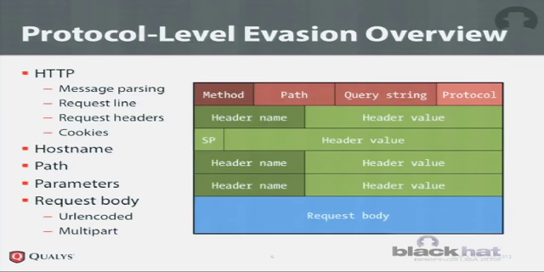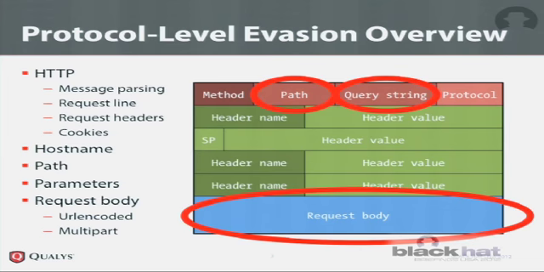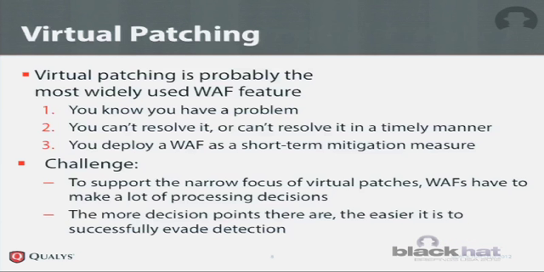Here's a rough overview of the whole field of protocol level evasion. This is a representation of an HTTP transaction. As you can see, there's quite a number of fields there that you can use and you can try to play with. In my talk, although I've done research on most of these, because we have limited time, I'm focusing on the most interesting bits, which is the path, the query string, and the request body evasion. And all these other aspects of evasion will follow up later.